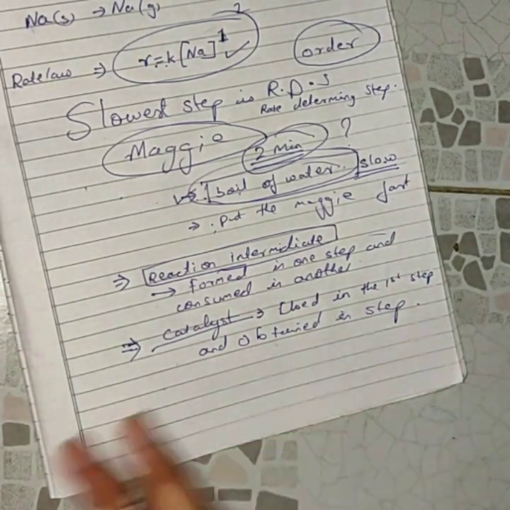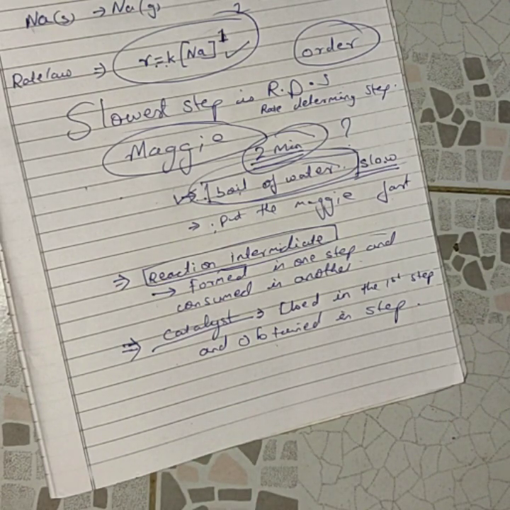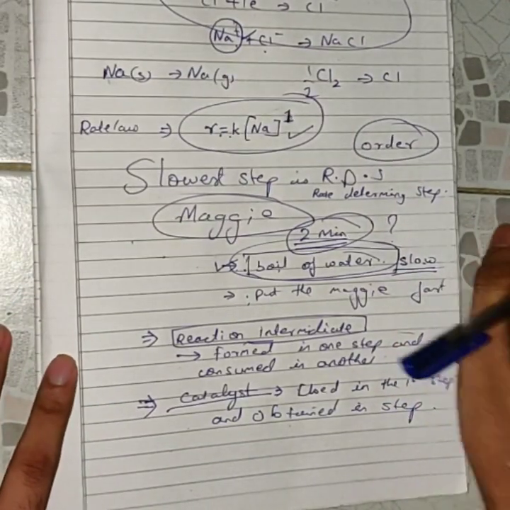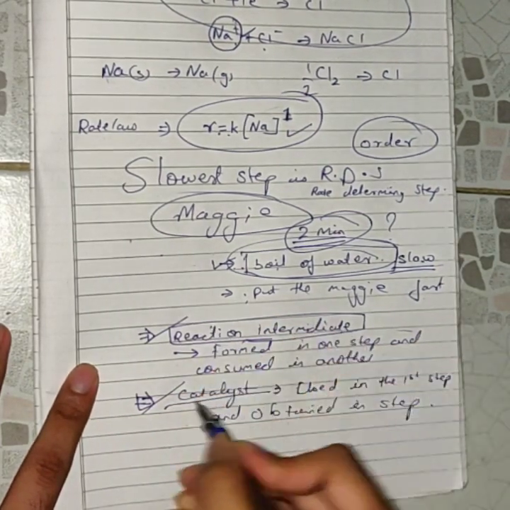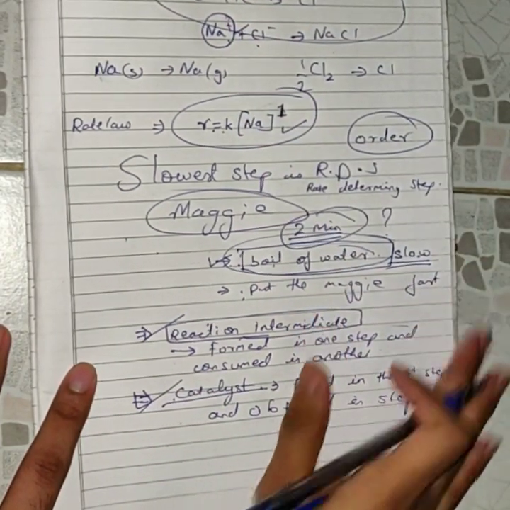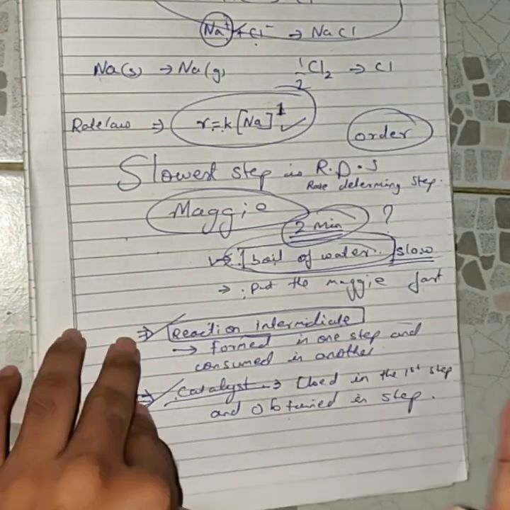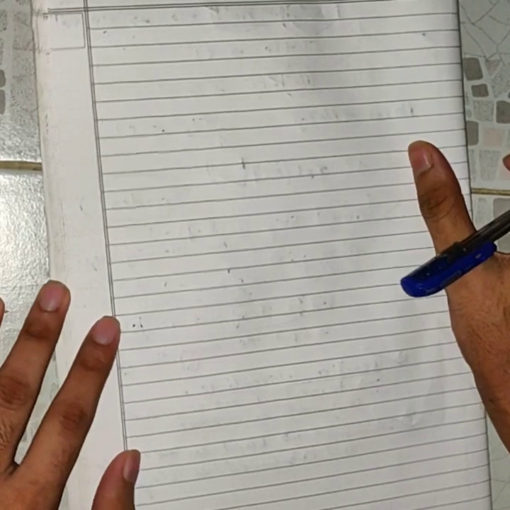Okay, so if there is a species which you see, which is used in the first step, and then you're getting it back in the last step, it is known as a catalyst. So you have to identify this also: reaction, intermediate, and catalyst for a complex reaction. Most of us have that doubt, what is the difference between order and molecularity. If I'm still not clear, let me know.